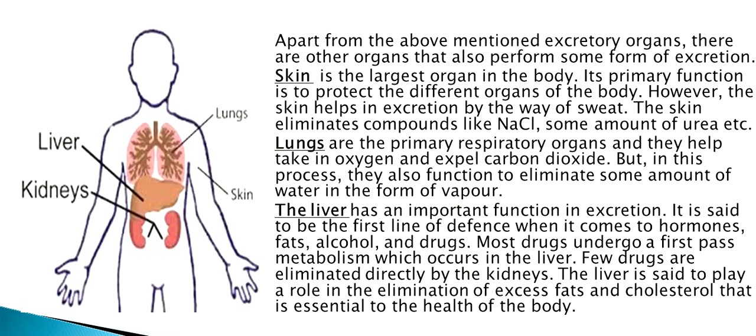Apart from the above mentioned excretory organs, there are other organs that also perform some form of excretion. Skin is the largest organ in the body. Its primary function is to protect the different organs of the body. However, the skin helps in excretion by way of sweat. The skin eliminates compounds like NaCl and some amount of urea.